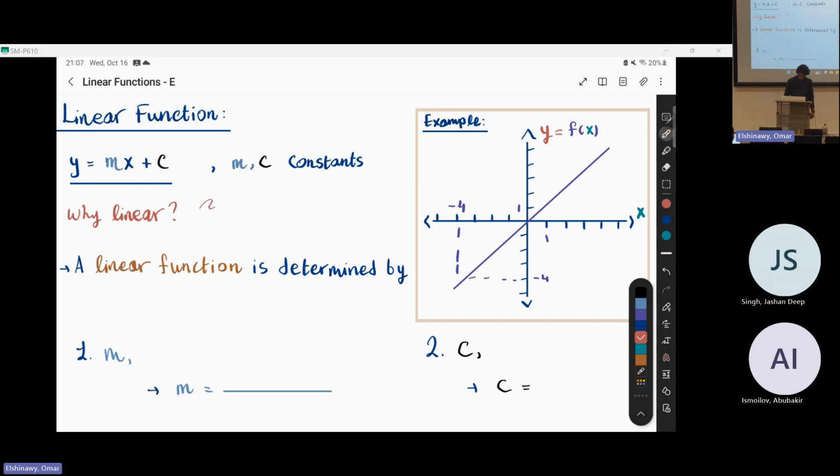Now, here's what I want to say. First, maybe let me write this. Linear, it looks like. That's the reason. So a linear function is determined by 2 things. It's determined by its 2 constants I just wrote down here. This is easy to say, but it doesn't really give you any info. So this m is called the slope, or you could think of it as the rate of change of y with respect to x.